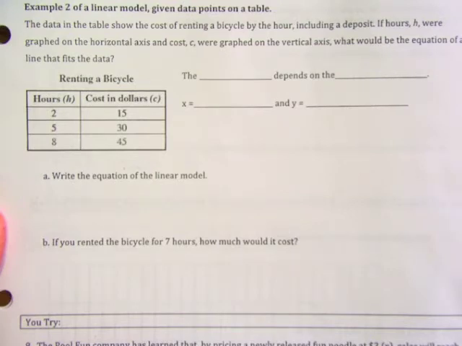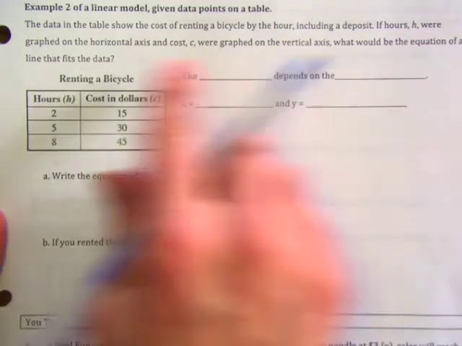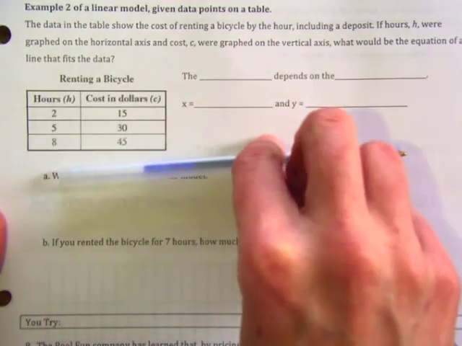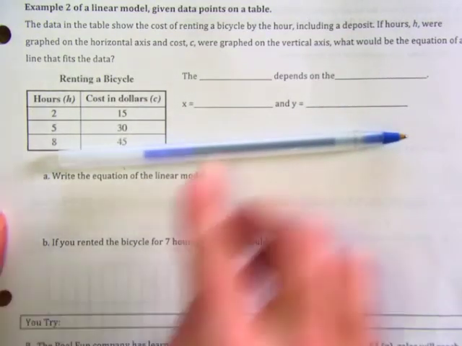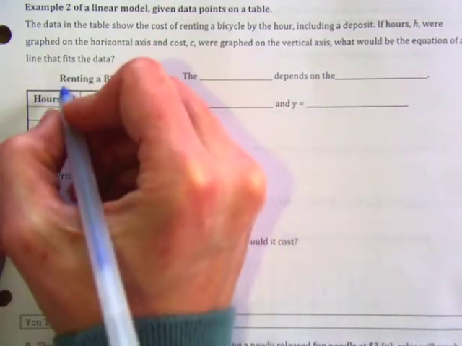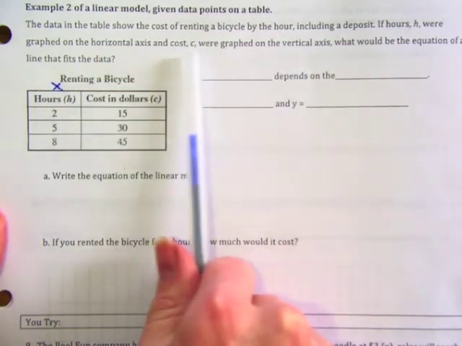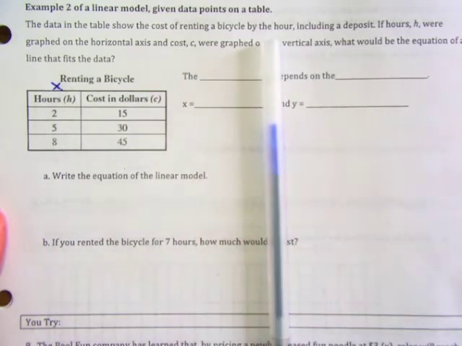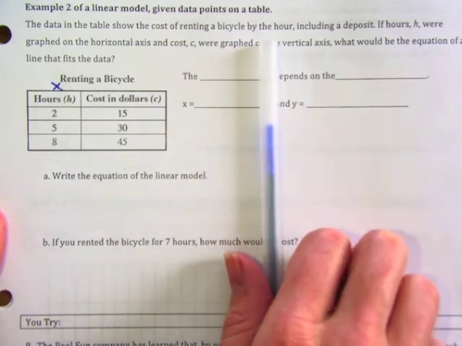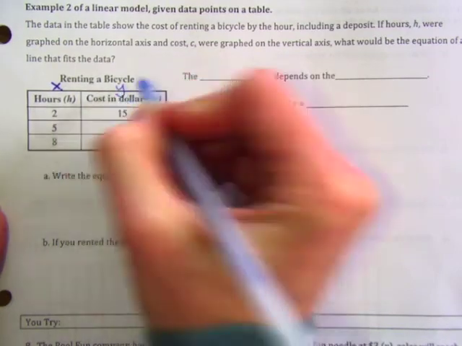Okay, let's think about what that told us. First of all, it says the hours is going to go on the horizontal axis. Remember, horizontal is across, and that is our x-axis. So we're actually going to allow our hours to be our x. And then the cost is graphed on the vertical axis. That's the one going up and down. That's our y-axis. So we're going to allow our cost to be the y.